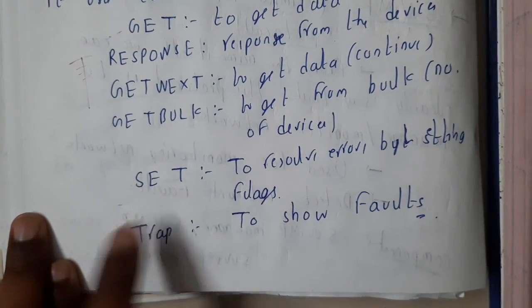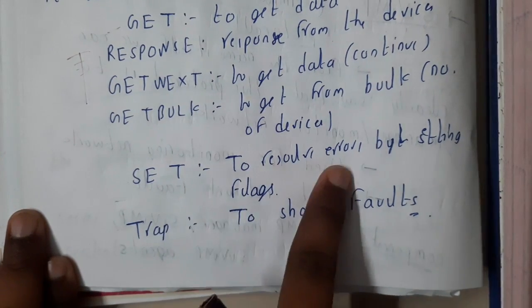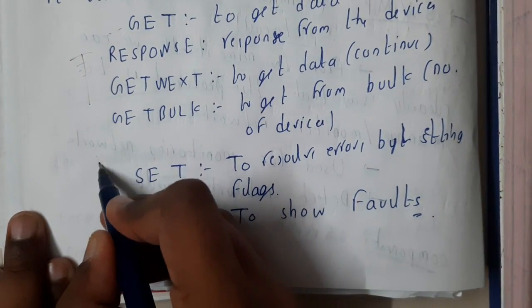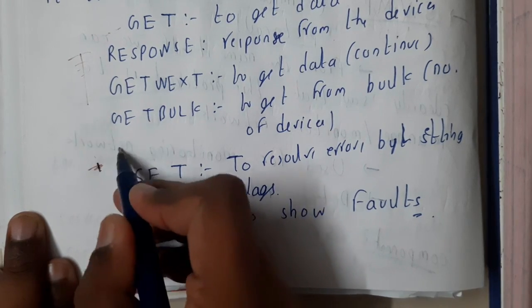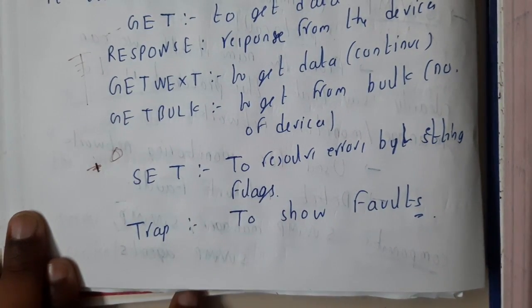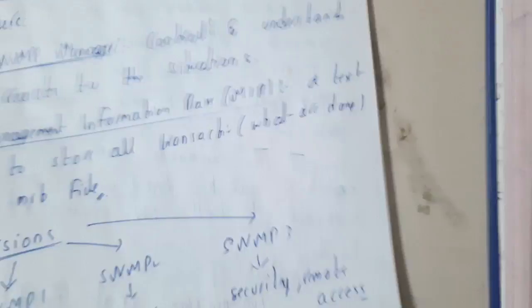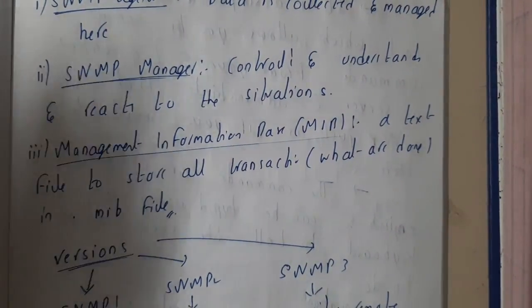Set is used to resolve errors by setting the flags and all those things. Assume that there is a flag that became 1 due to some error. Once you have resolved it, you need to update it, right? In that situation you will go for set. Similarly, trap is used to show any kind of faults, where you enter those flags and all those things.